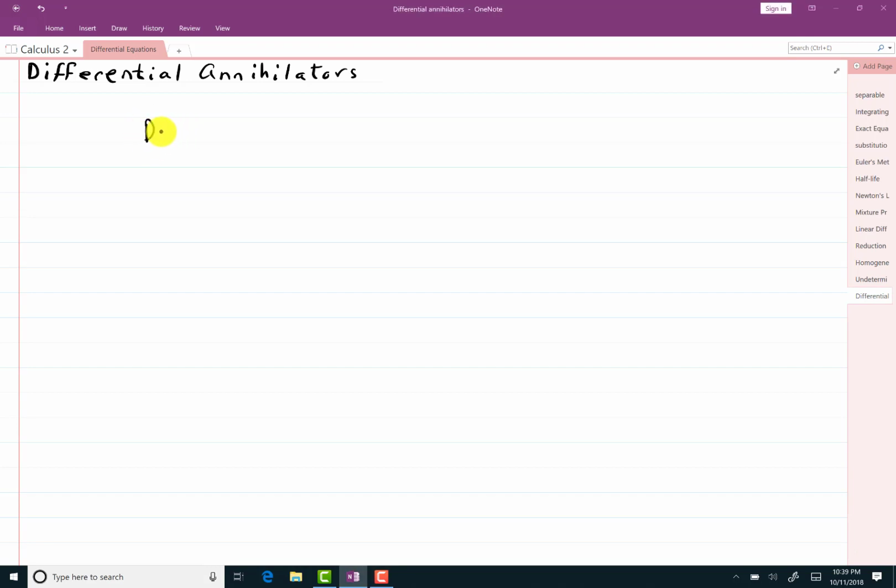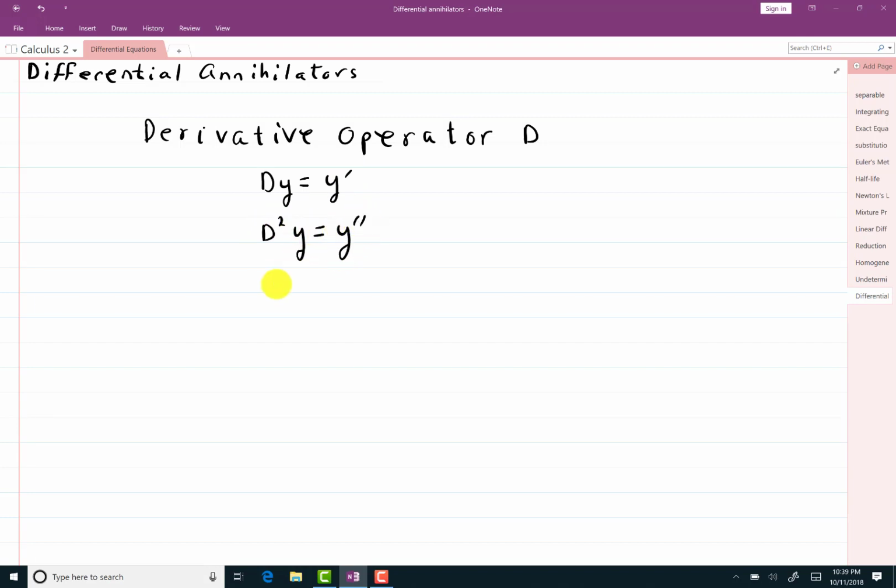This thing here that I'm going to be calling the derivative operator, it goes by capital D, and it just simply means this: D of y is equal to y prime, D squared of y equals y double prime, D cubed of y equals y triple prime. You get the idea, etc.